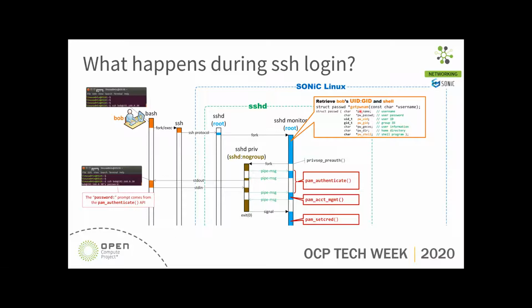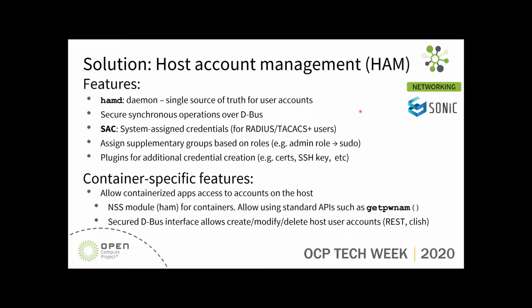The way we've solved this in SONiC was to introduce something called the host account management, or HAM. HAM is composed of a daemon, HAMD. The main interface to HAMD is dbus. That's a secured interface that only specific users can access, so it's not open to everybody to go and play with the users and the system. Another component is SAC, for System Assigned Credential. This is really the glue that will solve the problem of assigning unique credentials to those Radius and TACACS users. We'll see that in a second.